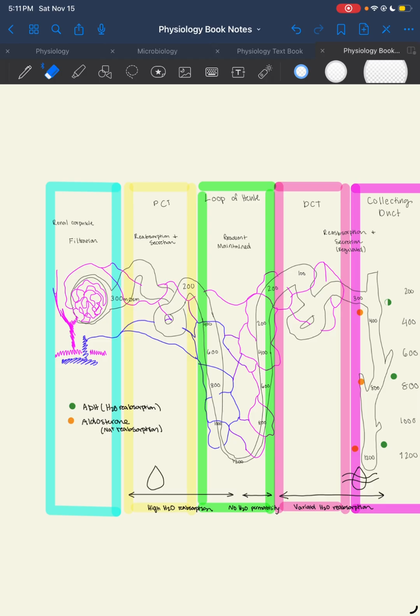Reabsorption in the kidneys. Once the filtrate enters the tubules, which are these things right here.